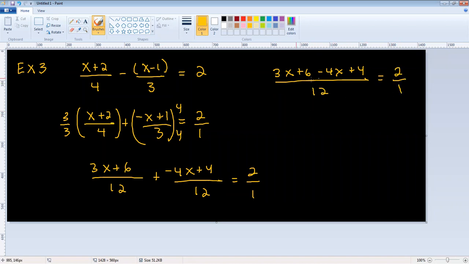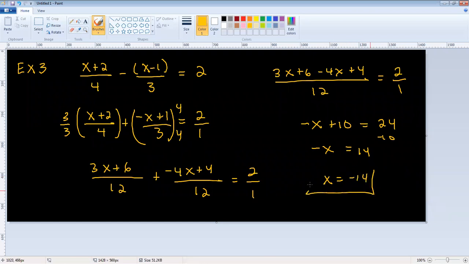And then what we could do is we could simplify this top. 3x minus 4x is going to be negative x. And we have 6 plus 4, which is going to be 10. And then if we take this 12 and multiply it by the 2, we're going to get 24. Okay, so negative x, we can take the 10 and subtract it. So if we subtract 10 over here, what are we going to get? We're going to get 14. Well, it looks like we're going to get x is equal to negative 14. That's going to be our result.